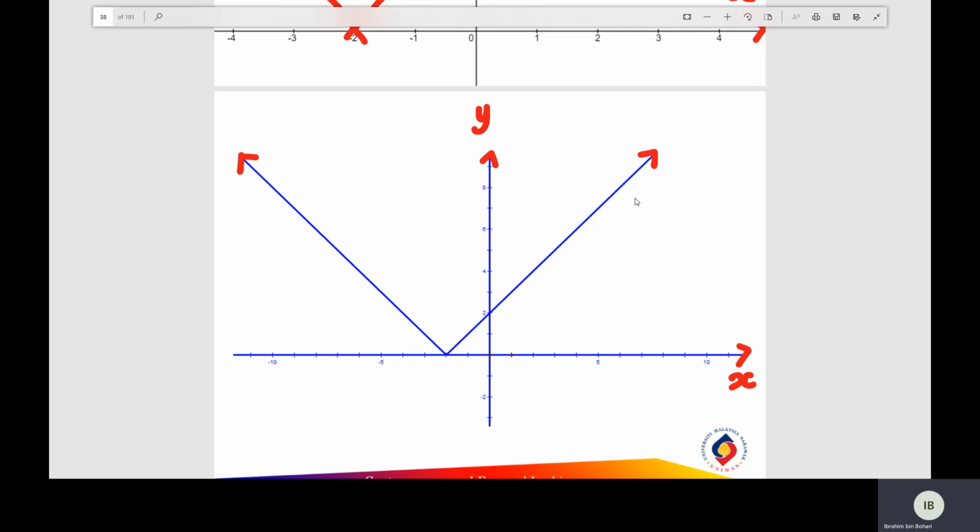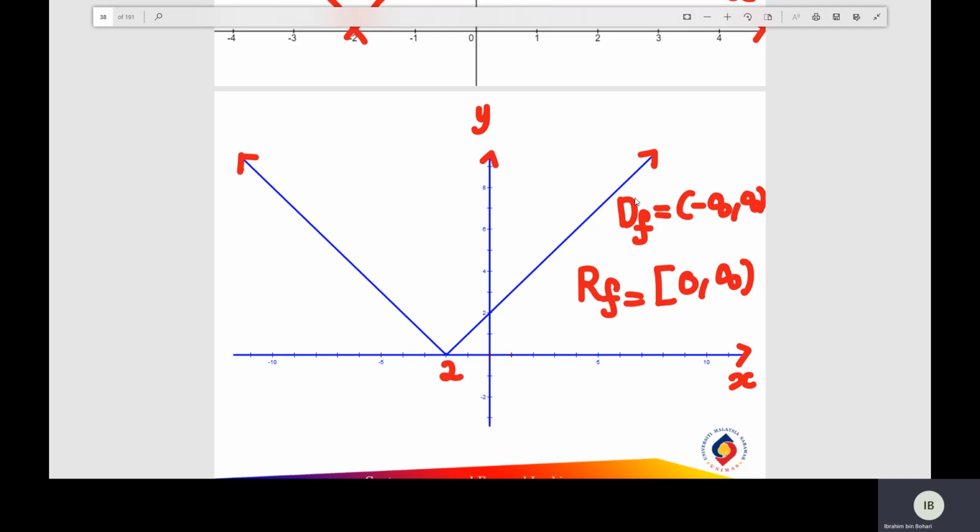And then from the graph here, you find the domain of the function. The domain of the absolute value function here is all the real numbers, negative to positive infinity. Okay, and the range of the function starts at 0, y equals 0 to the positive infinity. So you start at 0 here to the positive infinity.